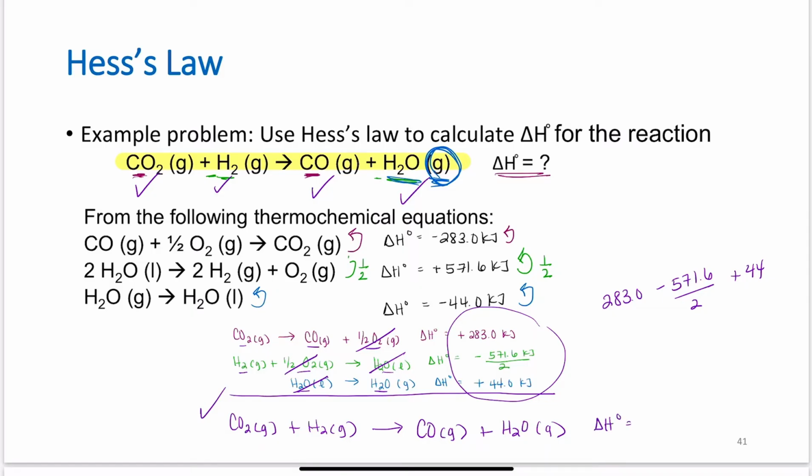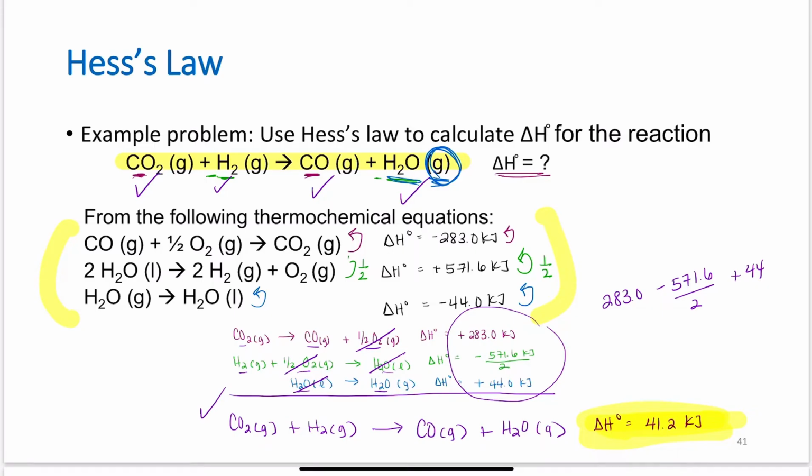And I'm going to get a delta H value of 41.2 kilojoules. This is the answer for this equation. All that work for this little answer. But that is your delta H using Hess's law. So Hess's law allows us to basically manipulate other equations to get to our target equation.